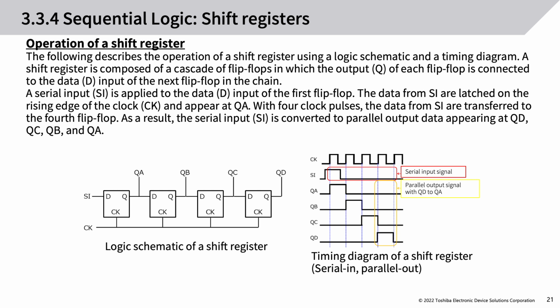A serial input, SI, is applied to the data, D, input of the first flip-flop. The data from SI are latched on the rising edge of the clock, CK, and appear at QA. With 4 clock pulses, the data from SI are transferred to the fourth flip-flop. As a result, the serial input, SI, is converted to parallel output data appearing at QD, QC, QB, and QA.